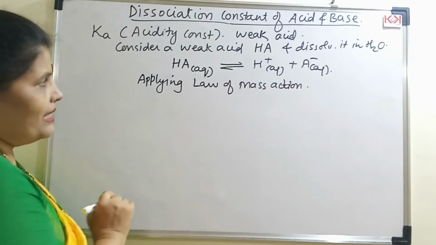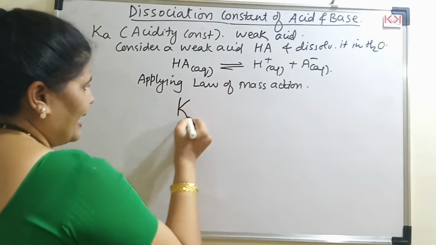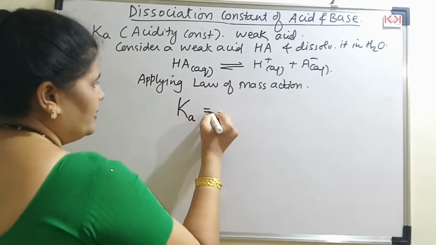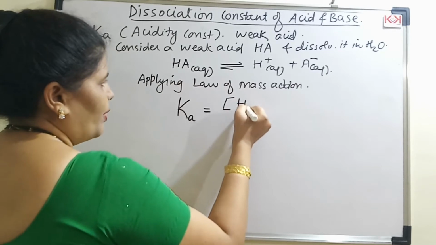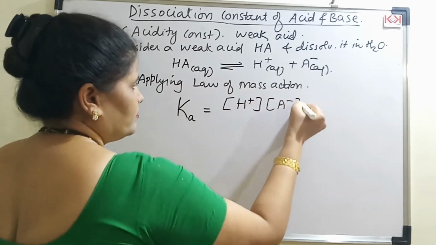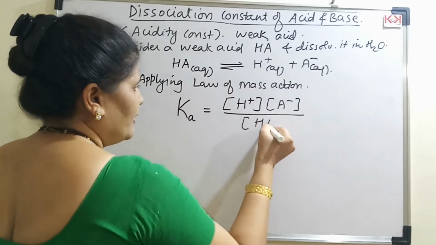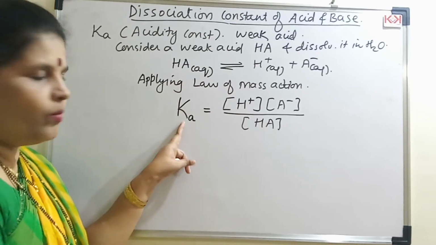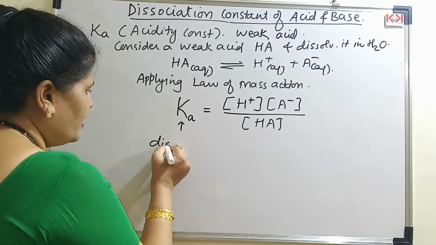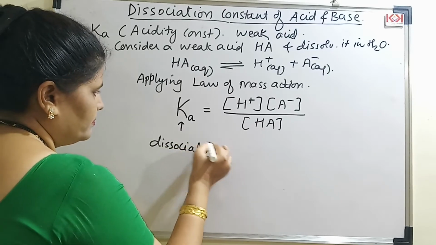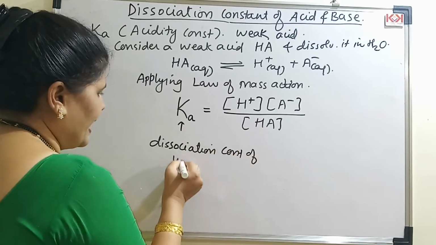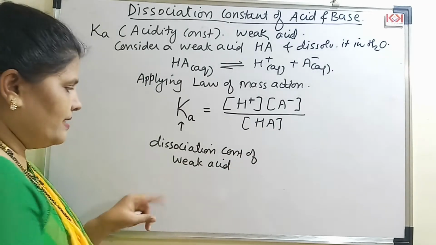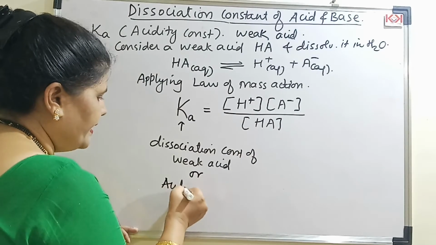By applying the law of mass action, what I will have is K, and as this is the constant I am using for acid, I will use Ka is equal to the active mass of the products to the active mass of HA. Right, students? Now if I see this Ka, I will call this the dissociation constant of weak acid, or the dissociation constant of acid, or the acidity constant.